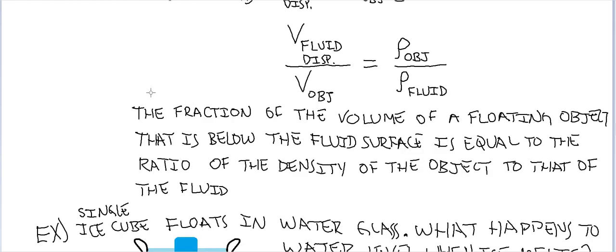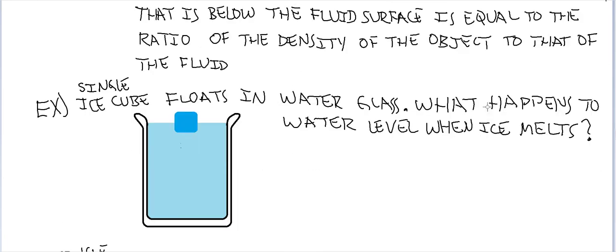Okay, so if you do that, all this is telling you is that the fraction of the volume of the floating object that is below the fluid surface will equal the ratio of the density of the object to that of the fluid. What this is, V fluid displaced divided by V object, that's just the fraction of the volume of the floating object that's actually below the surface of the fluid. Hooray! And it will equal the ratio of the object density to the fluid density.